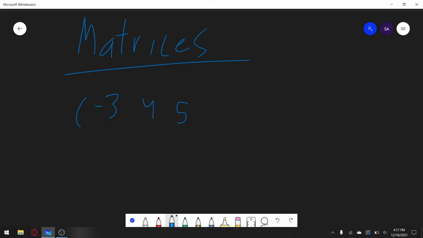Alright, so in this video we will be discussing all math matrices. As fast as possible, we need to do matrices as fast as possible for a quick revision. So, if you have a matrix like this, minus 3, 4, 5, this is known as a row matrix.